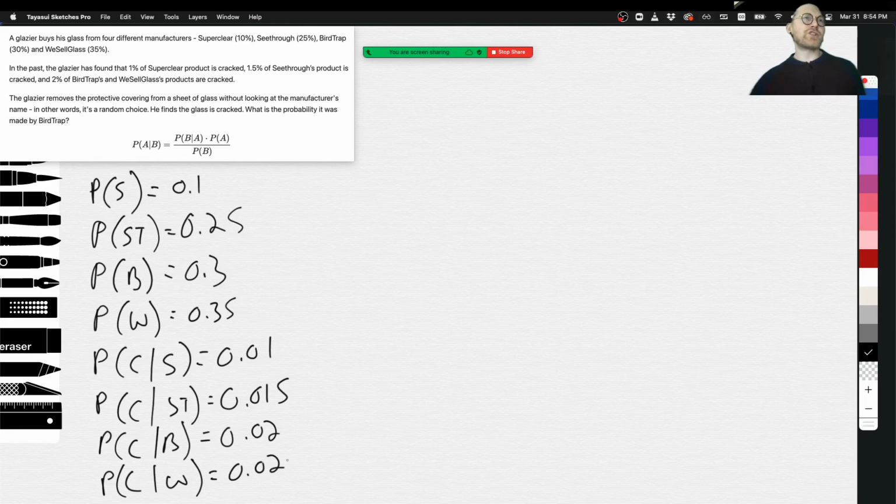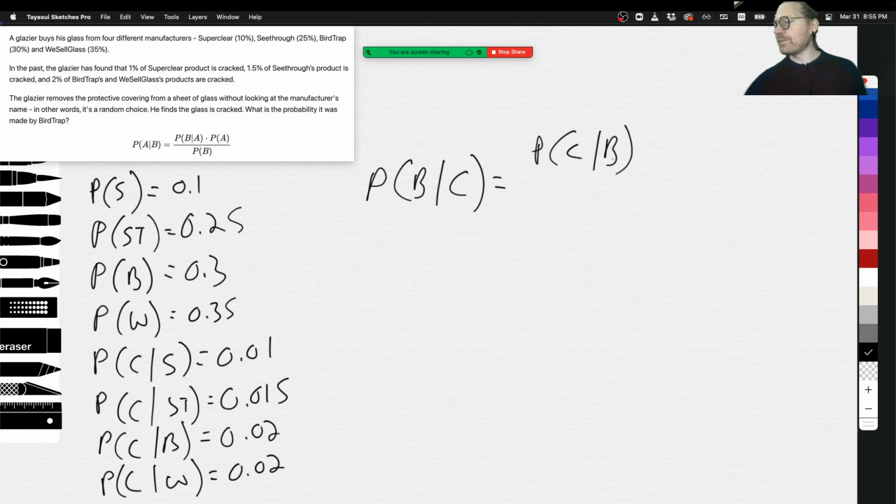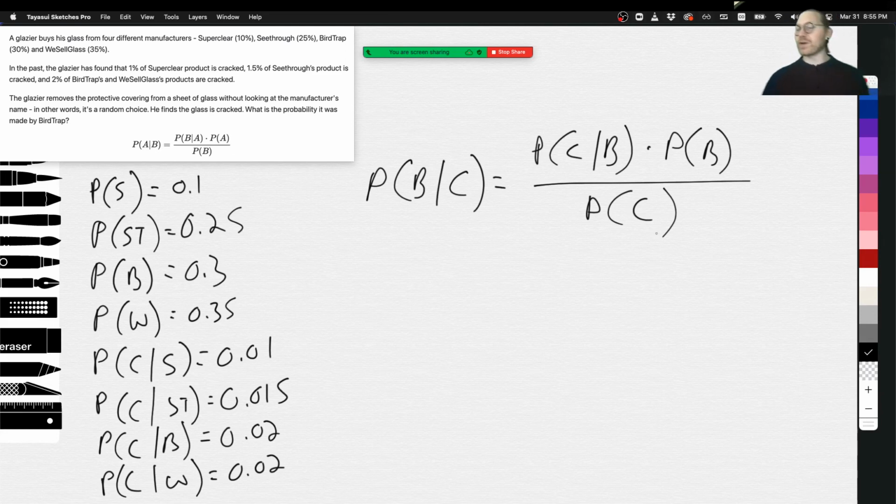And then the question that we're trying to answer is, what is the probability that it's bird trap given that it's cracked, right? So you look at it, it's cracked. What's the probability it came from bird trap? So we can write this out. Bird trap given cracked is the probability of cracked given bird trap multiplied by the probability of bird trap over the probability of cracked. And notice we don't know what that probability is. We're going to have to compose it.